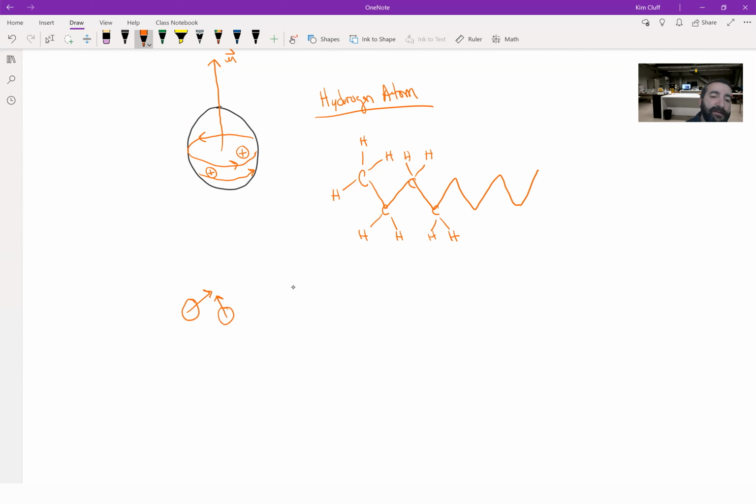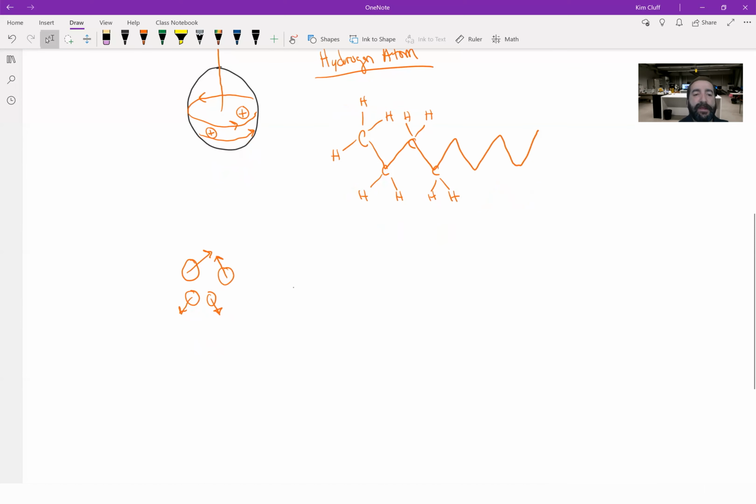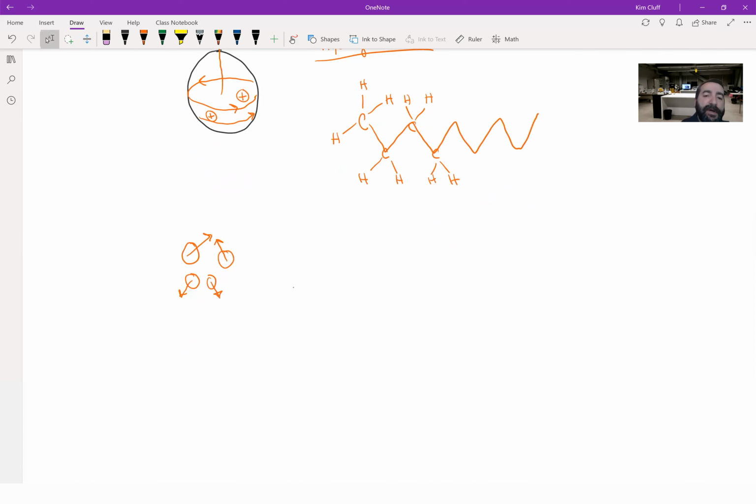Some are pointing this way, some are pointing this way, some are pointing this way. And so they're all spinning randomly. So essentially, there's no overall net magnetic moment. They all kind of cancel each other out. But as it turns out, we can use this in magnetic resonance imaging.